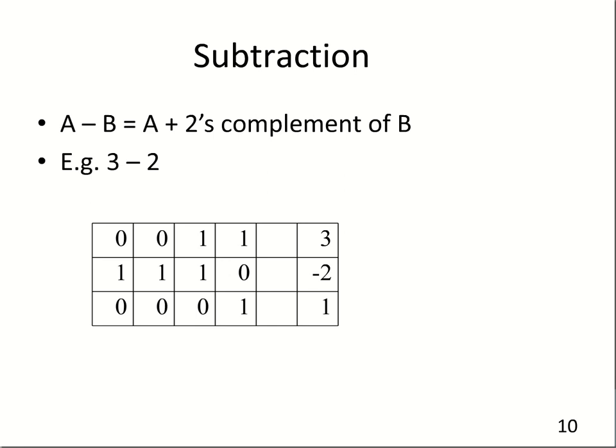Rather than building separate hardware for doing subtraction, since we have a representation for negative numbers, the way we normally do subtraction is to simply convert the second operand into its 2's complement and then use the existing adder hardware. So for example, if we're subtracting 2 from 3, we can see that again the correct answer is computed with the same hardware once we've taken the second operand and converted it to its 2's complement representation.